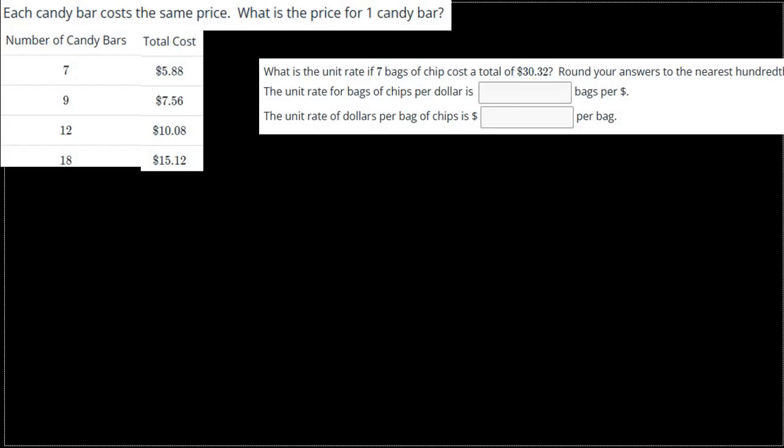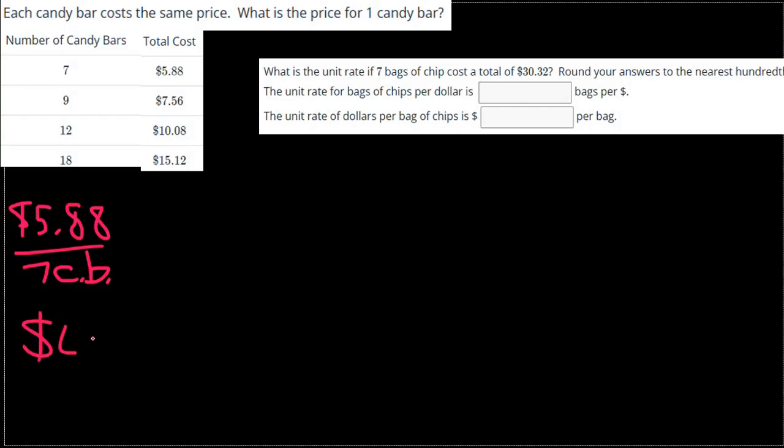So this one, we're just going to be slightly careful with how we line it up. It says each candy bar costs the same price, so it's linear, or proportional. What is the price for one candy bar? So we're just going to do the cost, which is $5.88, and you can do this for any of them, divided by 7 candy bars. I'll use CB there for candy bars. And when we put 5.88 divided by 7 in the calculator, we're going to get 84 cents per candy bar.